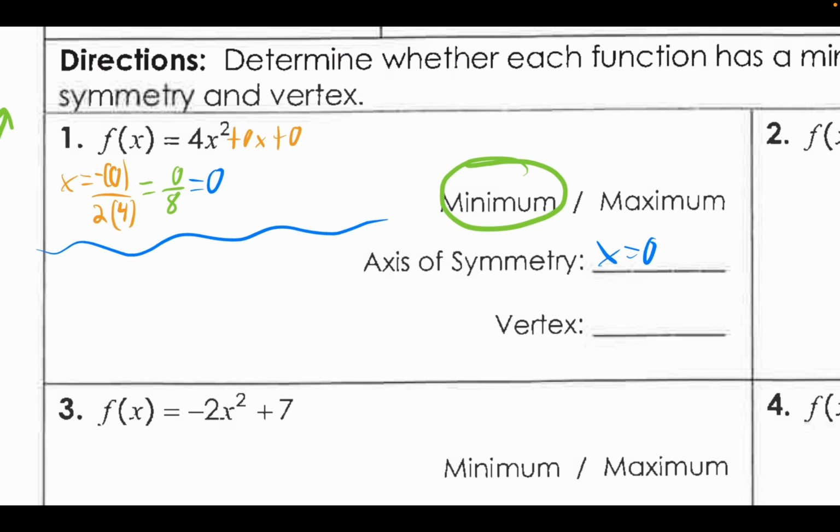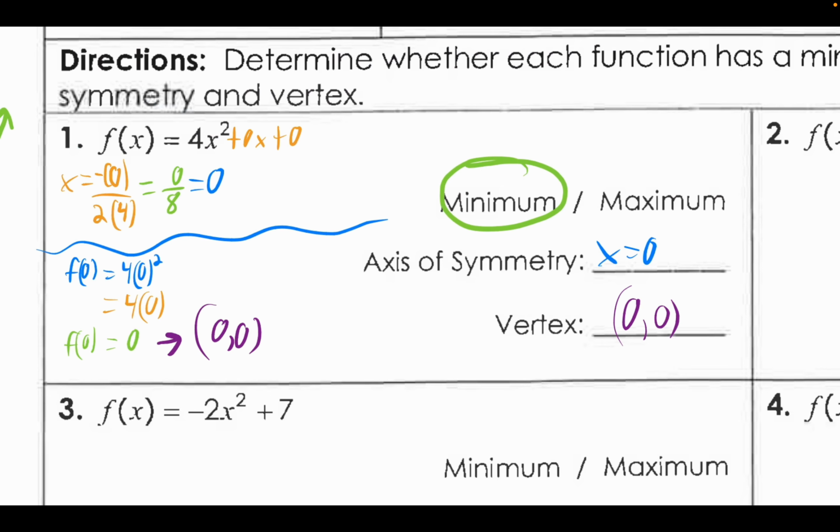Now, in order to find the vertex, I take that and I plug it back into here. And so I take f of 0 equals 4 times 0 squared. Well, 0 squared is 0, and 4 times 0, last I checked, is also 0. So f of 0 is 0, telling us this ordered pair is the x value we plugged in, 0, comma, the y value we got out, 0.